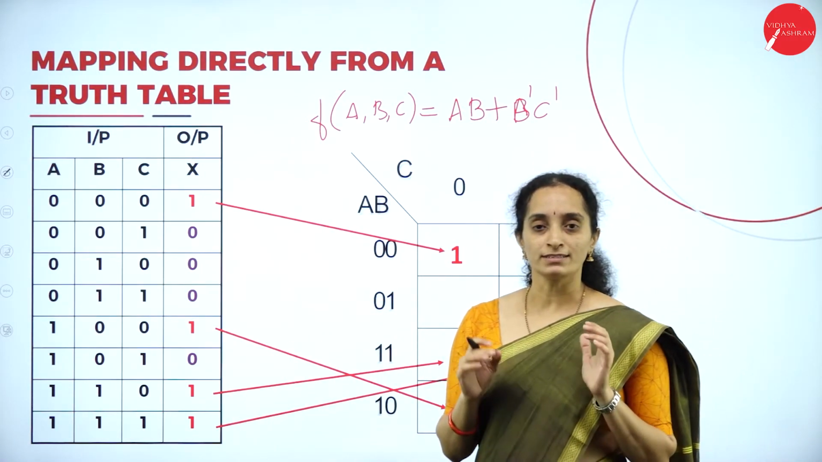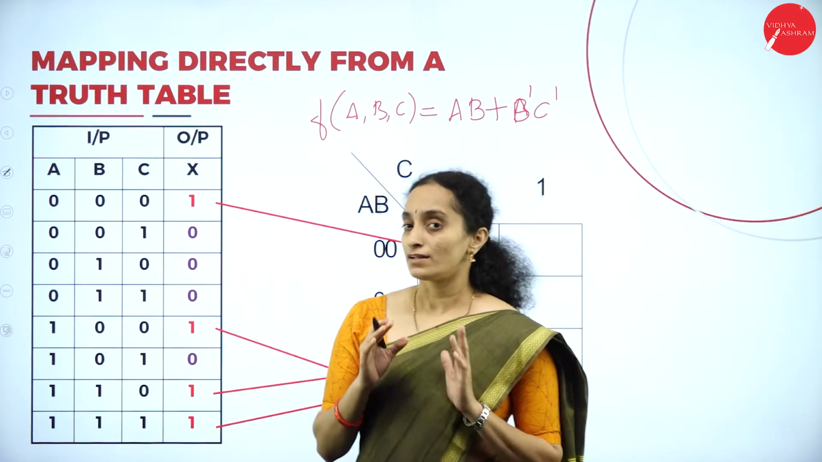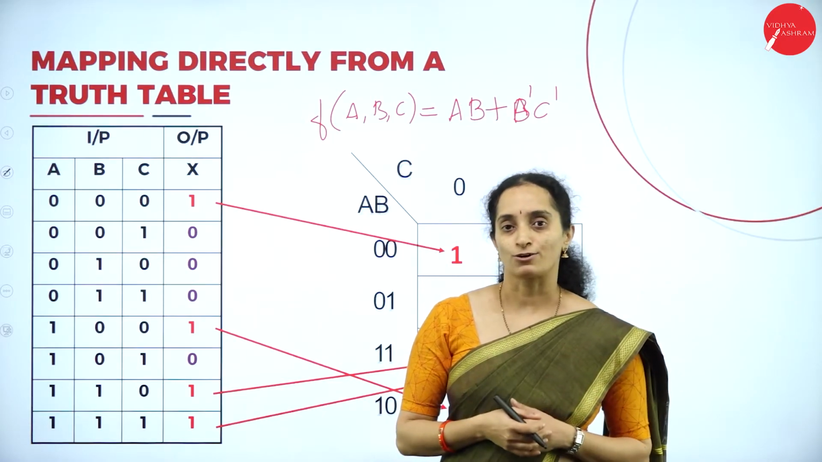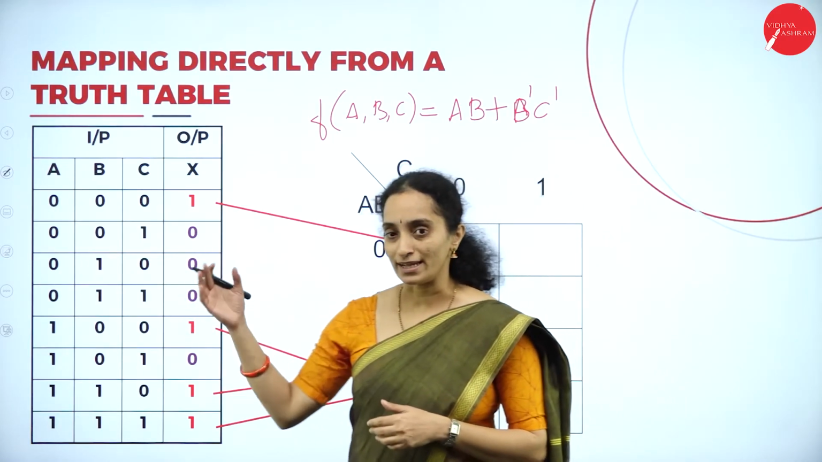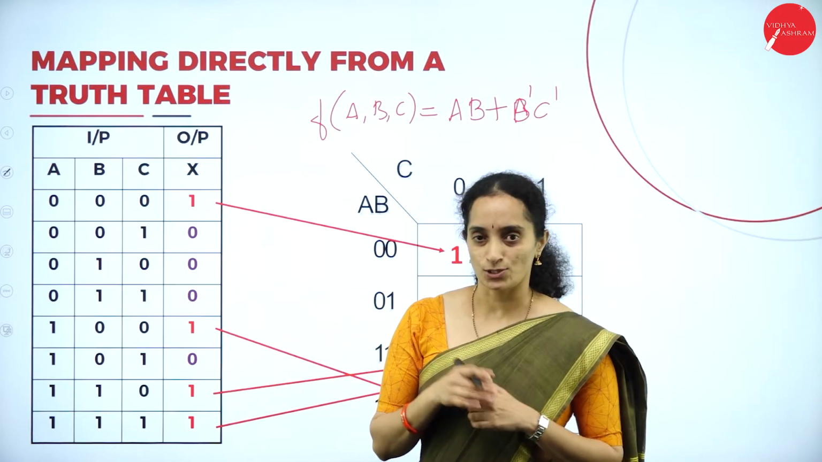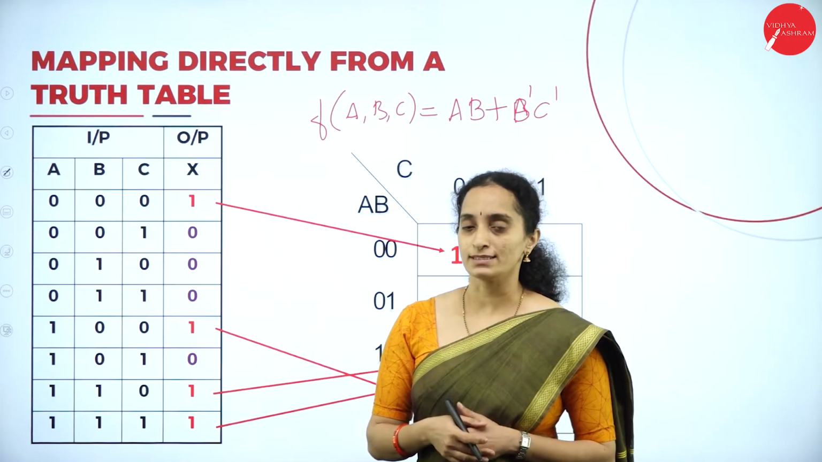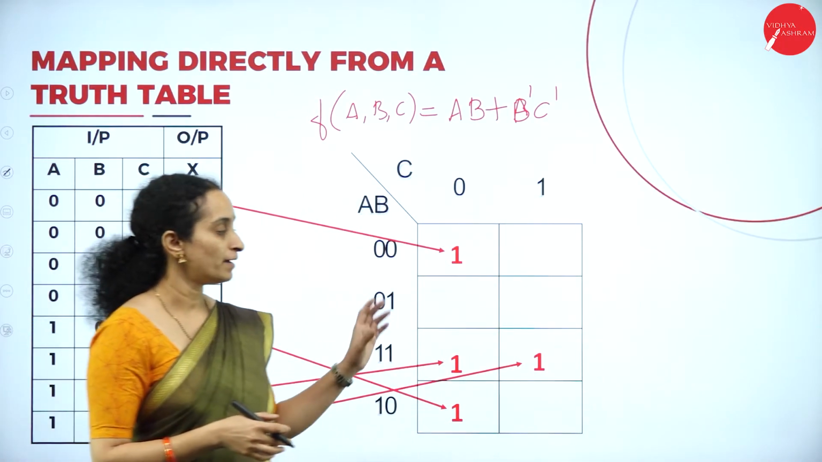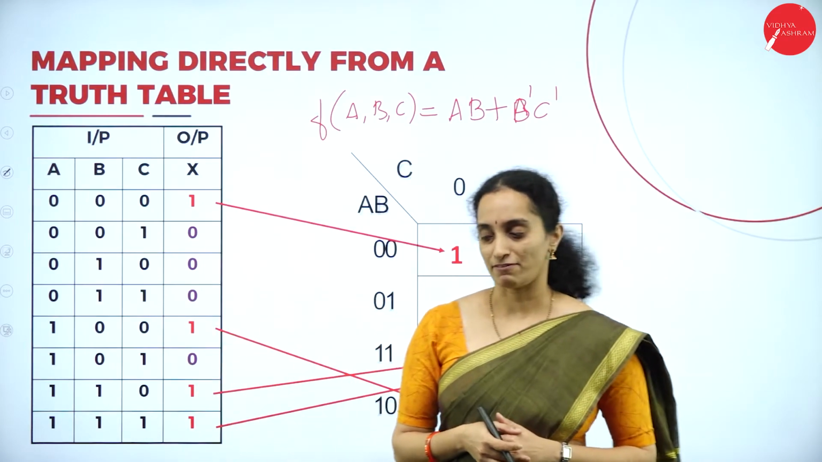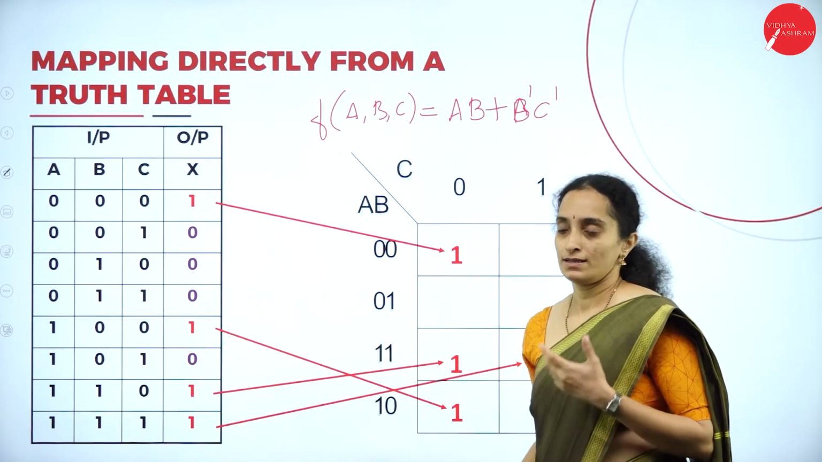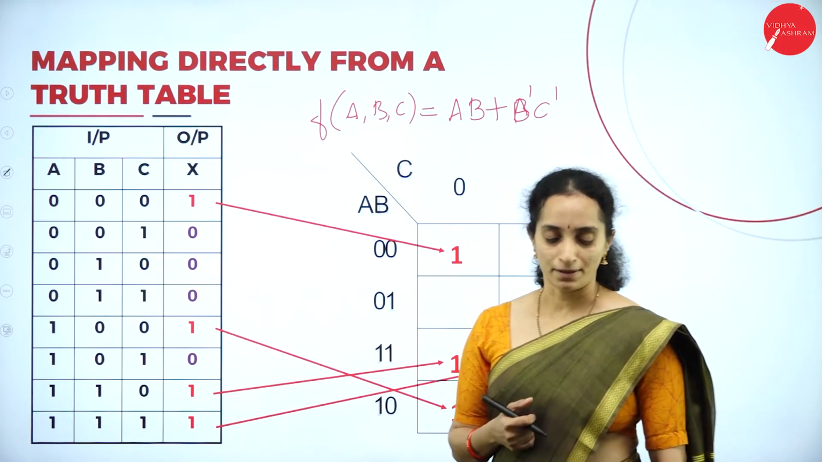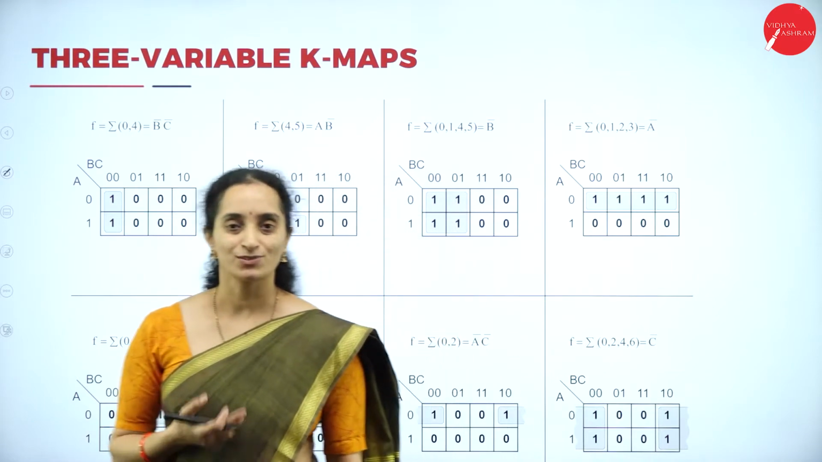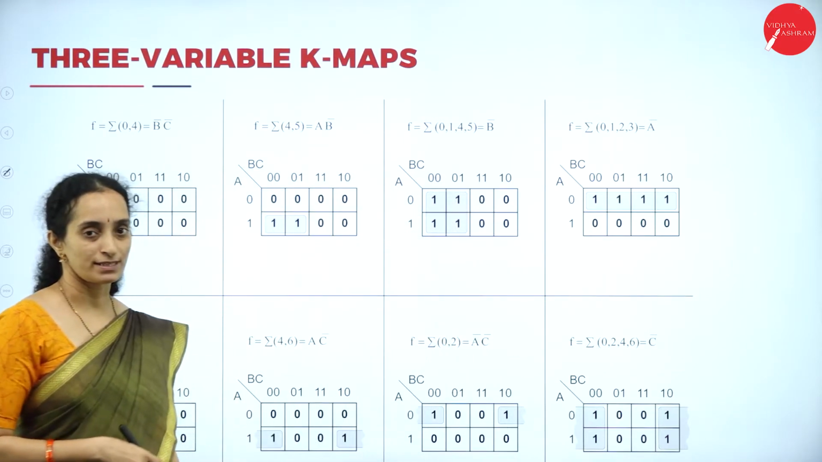How to convert or how to simplify if the truth table is given instead of expression. Instead of Boolean function, if you get a truth table, you must know how to convert this to the tabular form, that is to the K-map, and how to simplify it. Alright. So, this is another example. Then we have set of examples. We have these many sets of example.